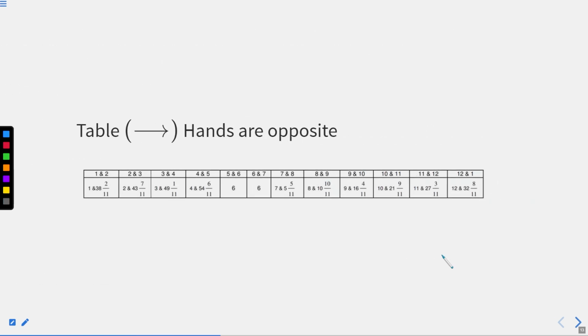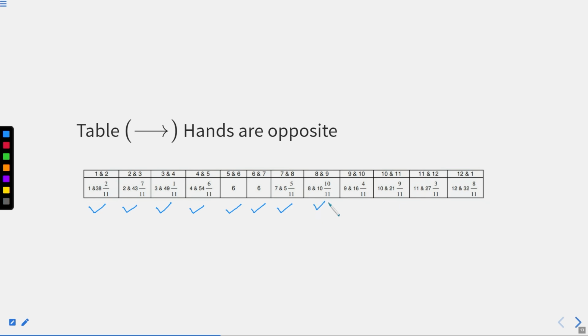Okay, now we'll discuss some other examples. In between 1 and 2, it will be considered as 1 hour 38 minutes. In between 2 and 3, we have already calculated. In between 3 and 4, it will be 3 hours 49 minutes. In between 4 and 5, 4 hours 54 minutes. And 5 and 6, they'll consider at 6 itself. 6 and 7, again 6. Right? In between 7 and 8, 7 hours and 5 minutes.